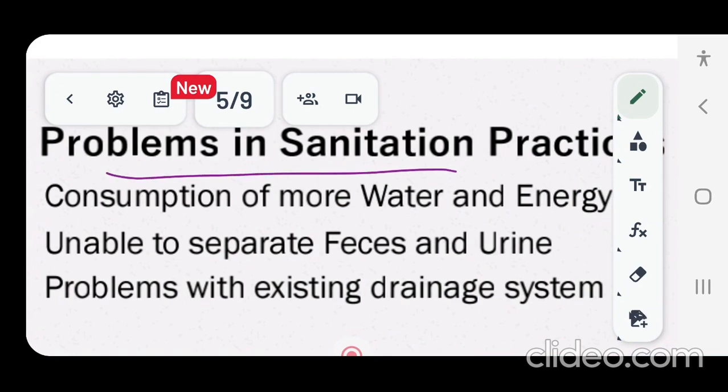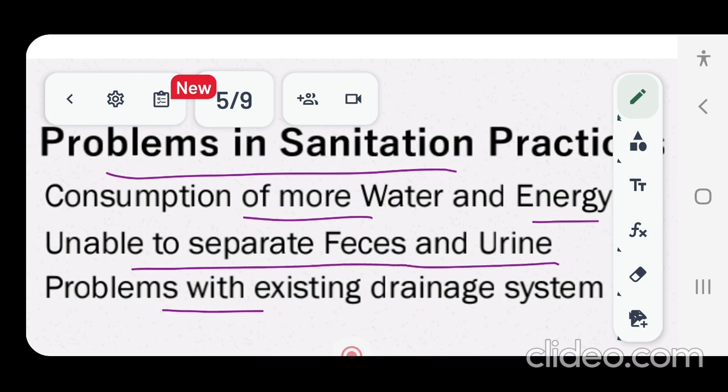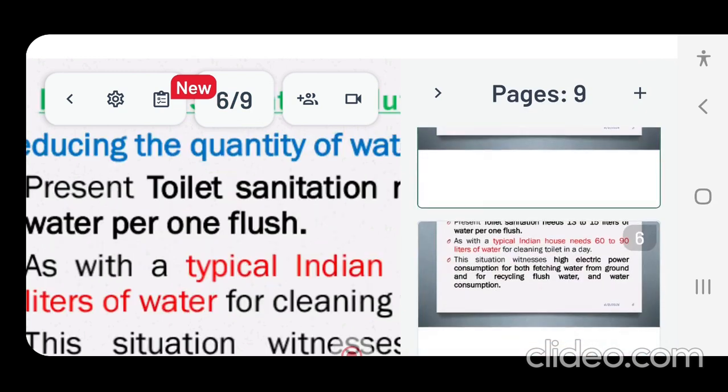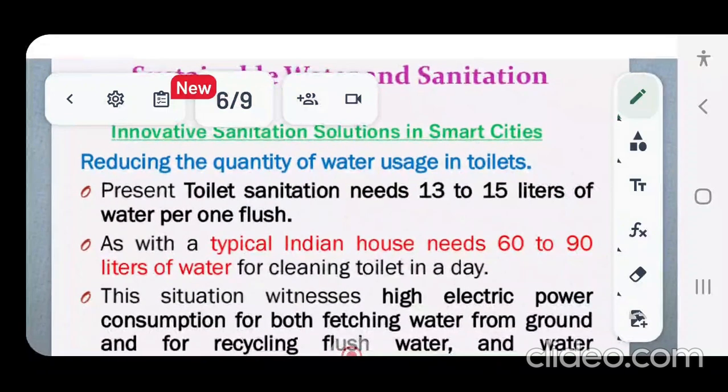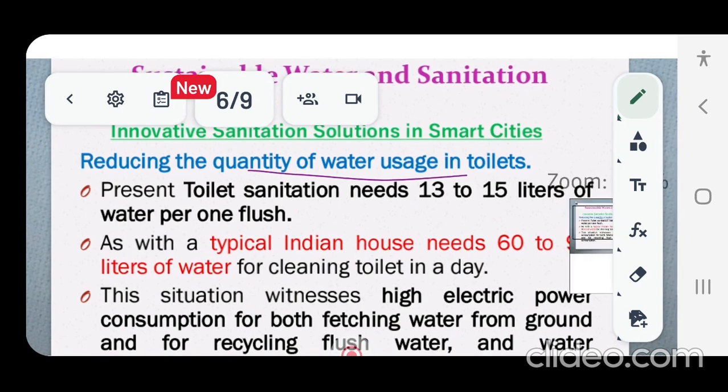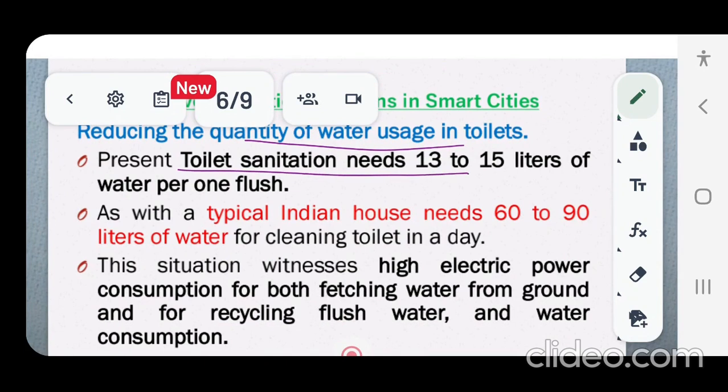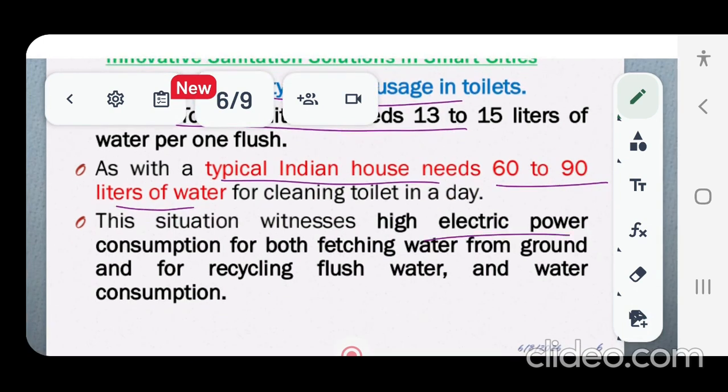There are three major problems in following these sanitation practices. The first one is consumption of more water, more energy, inability to segregate feces and urine, and problems with the existing drainage system. So the first and foremost thing that we are to do is to reduce the quantity of water that we are using in toilets. In order to achieve this, we could go for improved designs of toilet systems. Present toilet sanitation needs 13 to 15 liters of water per flush. So a typical Indian house will need 60 to 90 liters of water. And this will require high electric power, a high amount of water, etc.